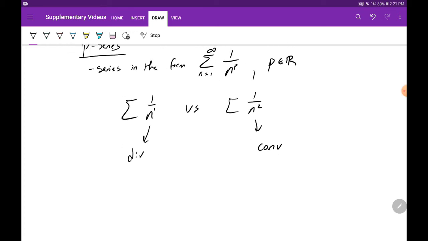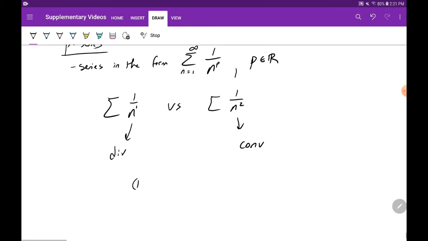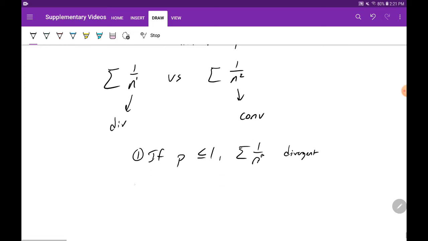So basically, P series boils down into 2 cases. If p is less than or equal to 1, we can just say that the sum of 1 over n to the p is divergent. You can prove this using the integral test on general p instead of a specific value of p, but we're not really going to do that here. And if p is greater than 1, you get the convergent case.